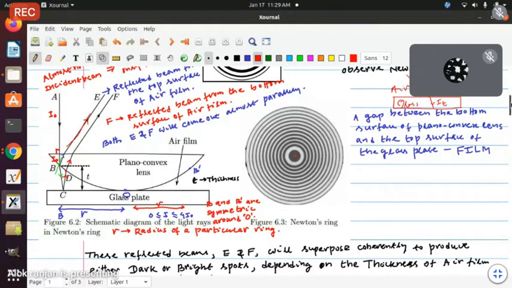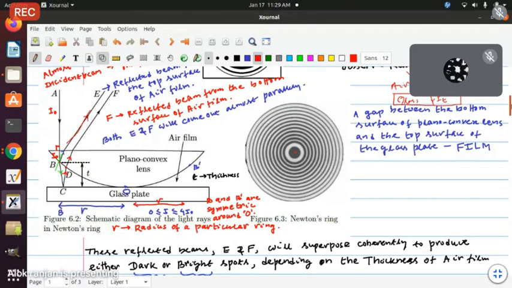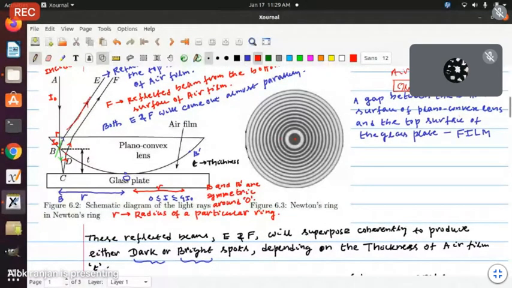So let's discuss why the pattern appears dark and bright alternately. When the intensity is maximum, it will appear as bright. If the intensity is minimum, it will appear as dark.